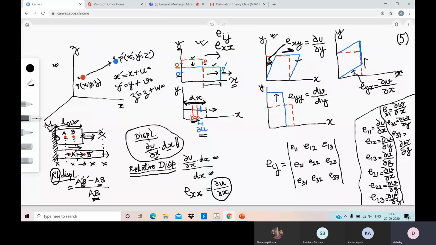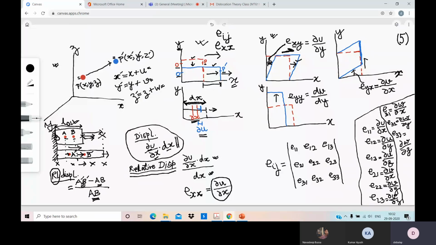Please note that strain is written as EXY. Or I will not use the strain, sorry, I will use the word relative displacement. Till now I am not using the word strain. Apology. I should not use the word strain. It's relative displacement. So EXY, why I am writing EXY? Because the points are shifting towards the direction x, and therefore the first term is x, and this shift is proportional to the y direction.